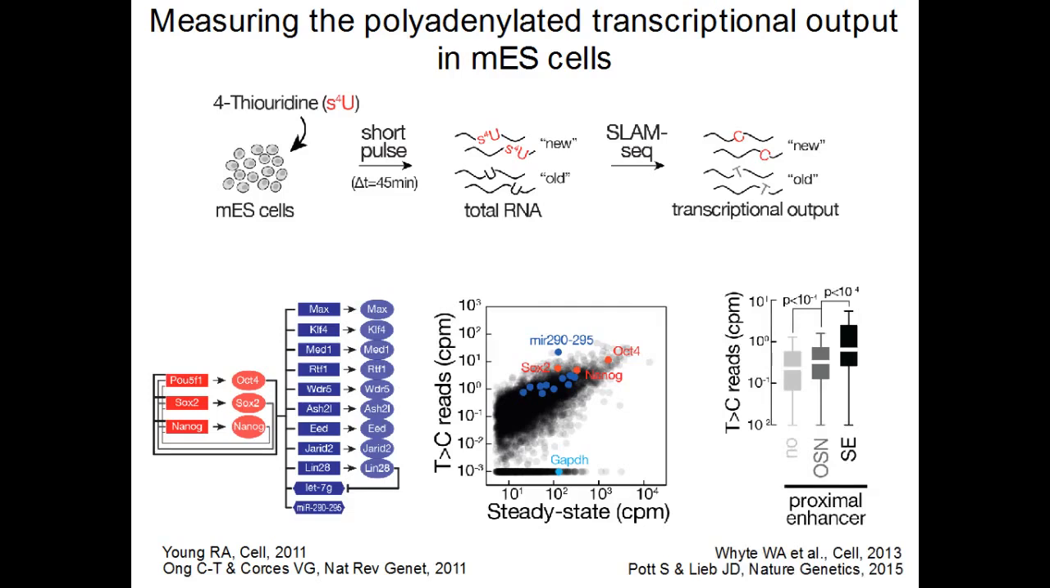Now, transcripts derived from approximately 2,000 expressed genes with proximal OCT4, SOX2, Nanog occupancy, shown as OSN, produce significantly higher levels of T2C conversion containing reads upon pulse labeling when compared to close to 5,000 genes without proximal OCT4, SOX2, Nanog enhancers, shown as no.